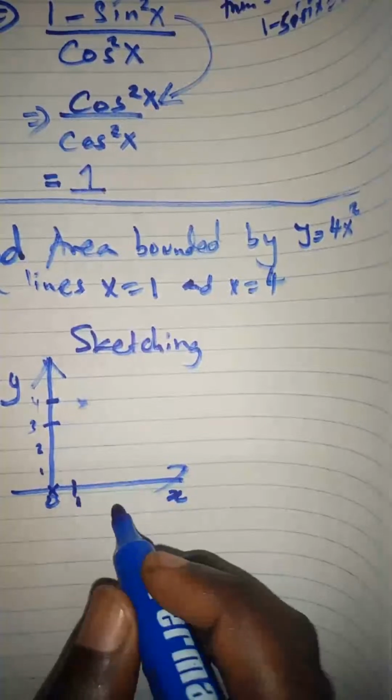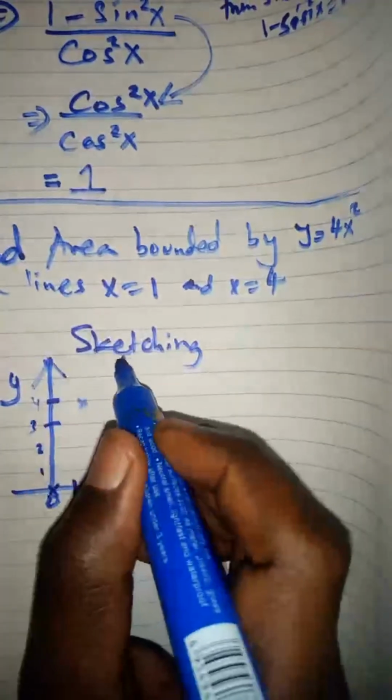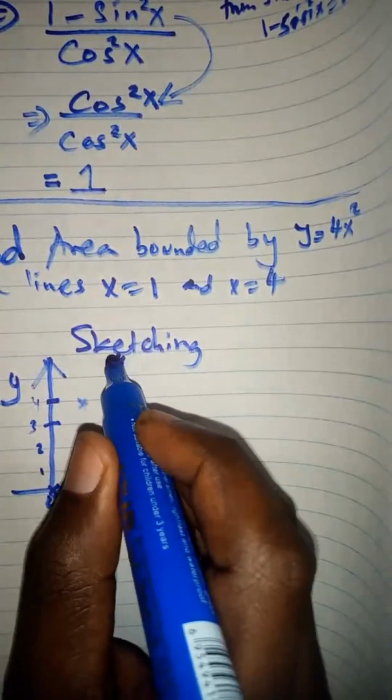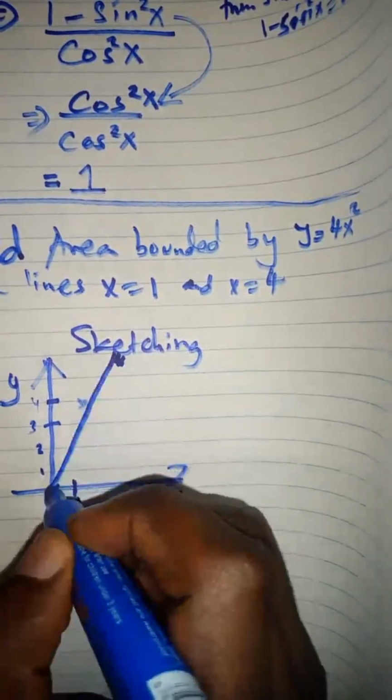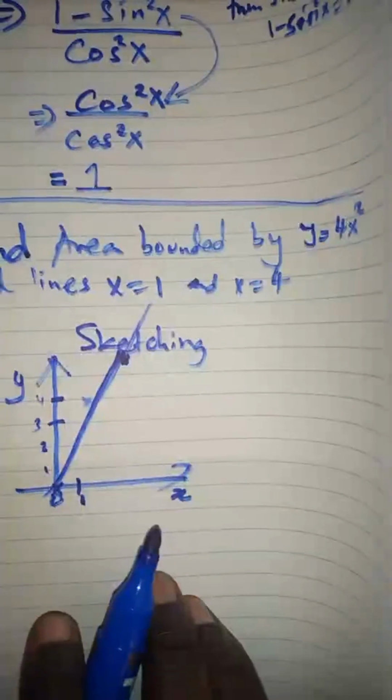And when x is 2, so 2 squared is 4. 4 times 4 is 16. Probably it's somewhere there. So this curve is behaving in that manner. How that curve is behaving.